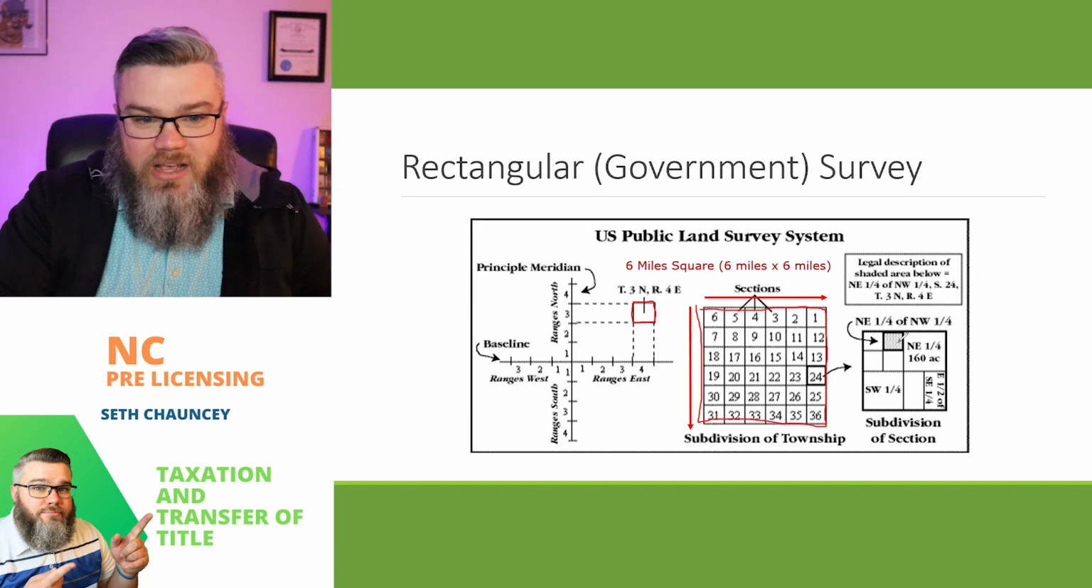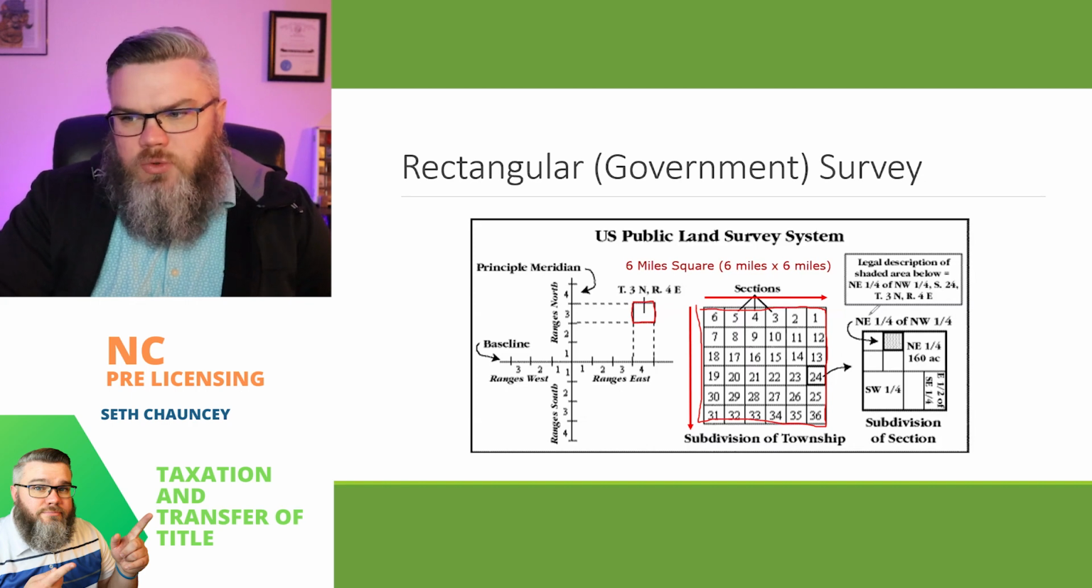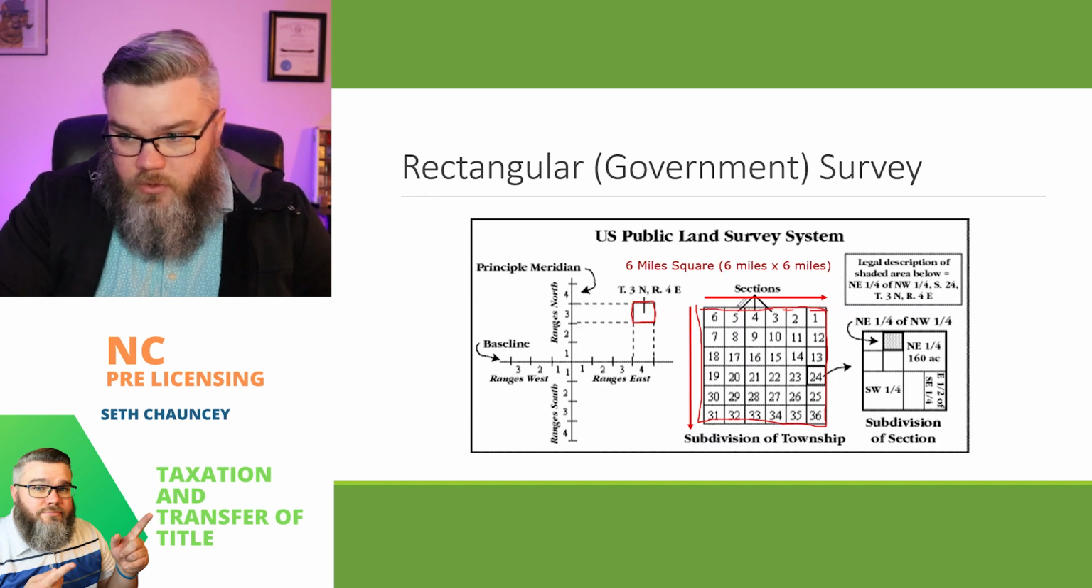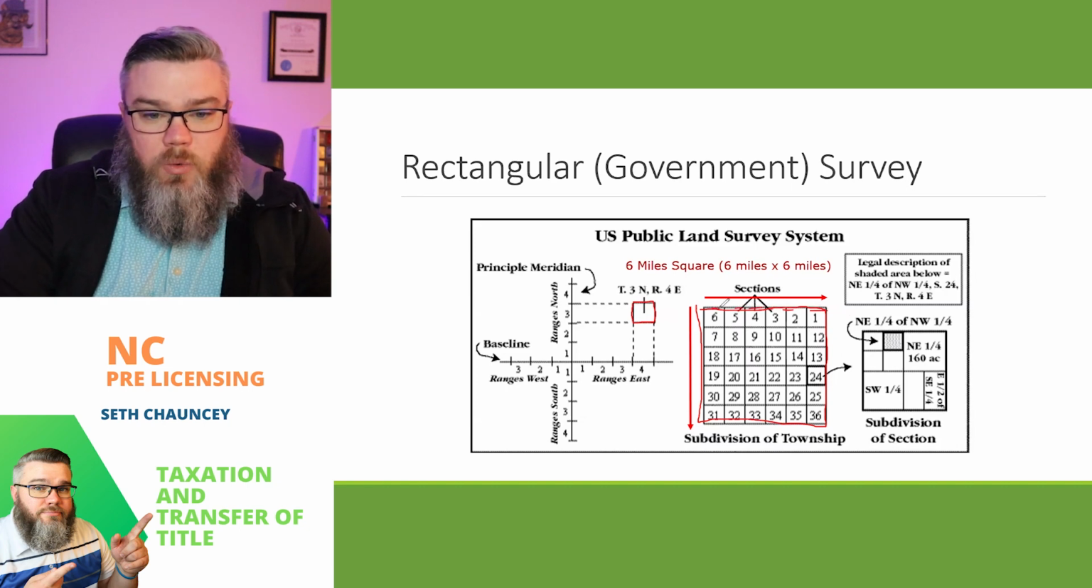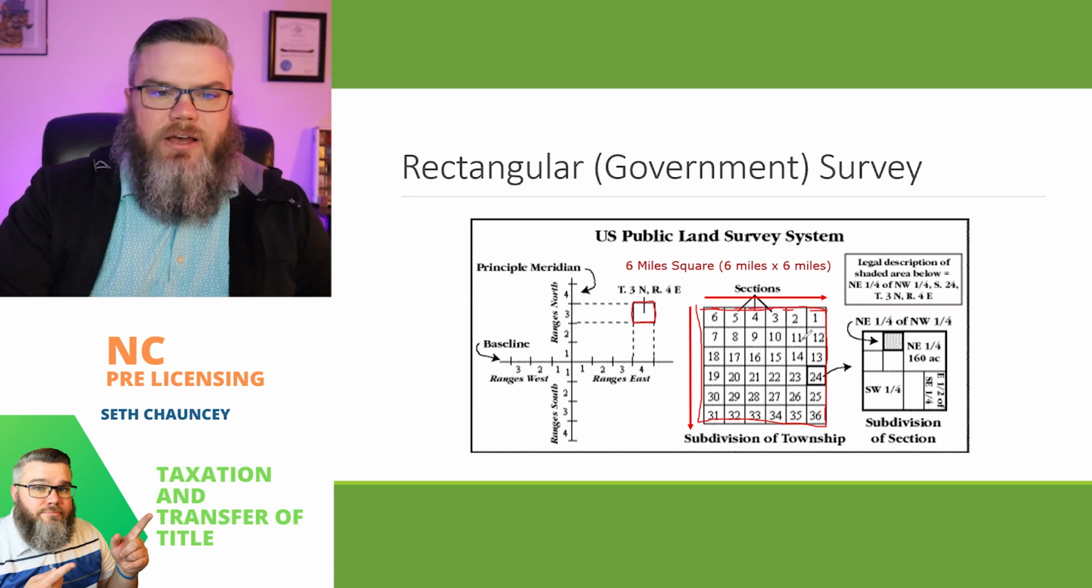It's getting weird real fast, I'm sorry. Each one of these sections is 1 mile by 1 mile, because if this is 6 miles by 6 miles, you've got 1, 2, 3, 4, 5, 6. So each one is a 1 mile by 1 mile square, and there are 36 of them.